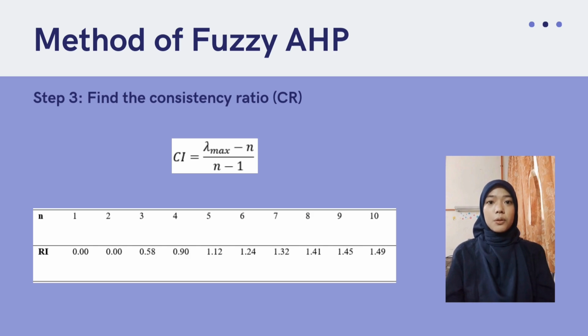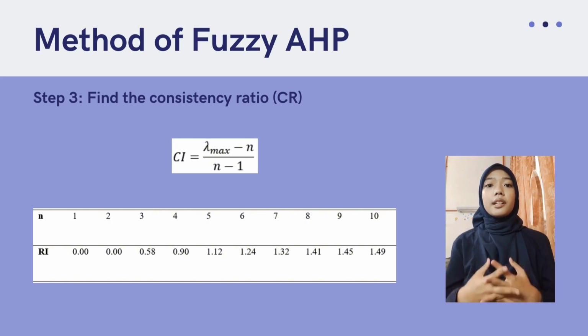To determine consistency, we first compute the consistency index, CI, using this formula, whereby lambda max is the largest eigenvalue of the pairwise comparison matrix, and n is the number of criteria or alternatives being compared. Next, we compare the CI to a predefined random index, RI. The table on the slide provides values of RI for different values of n, ranging from 1 to 10. The consistency ratio CR is then calculated as shown.